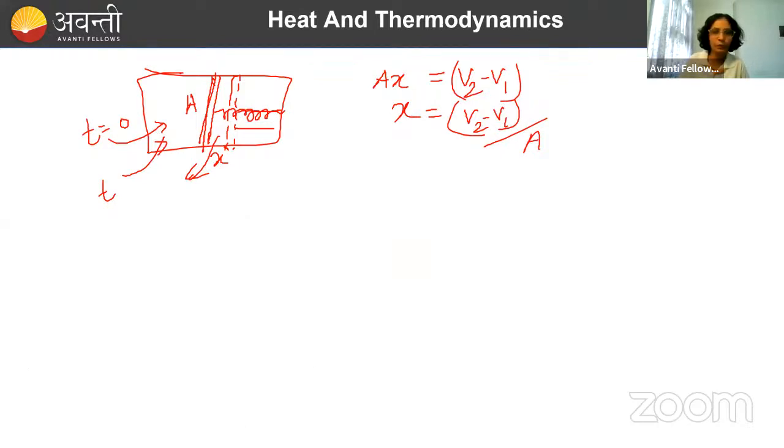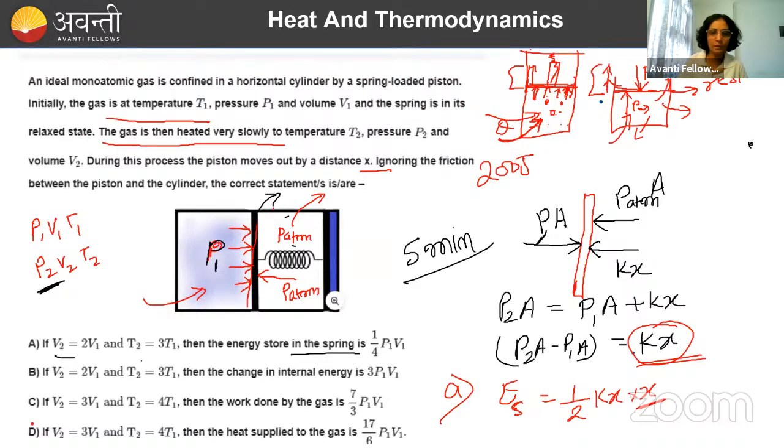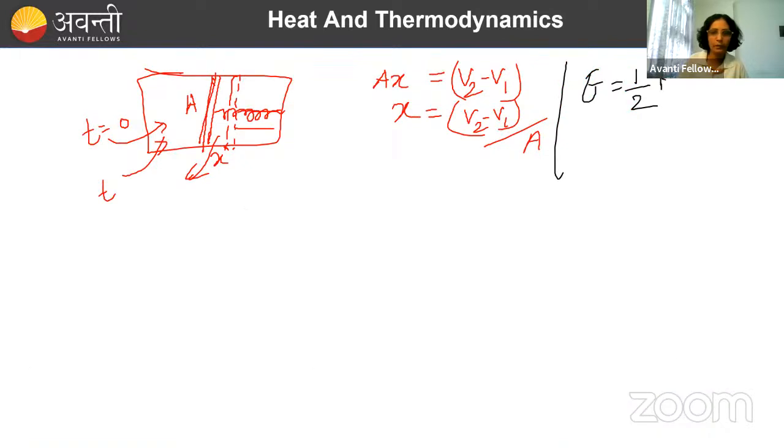So what will be the value of energy now? Half Kx. Kx is how much? It is P2 minus P1 into A. So P2 minus P1 into A, and X is how much? V2 minus V1 by A. So A got cancelled. What is the answer? Half P2 minus P1 into V2 minus V1.